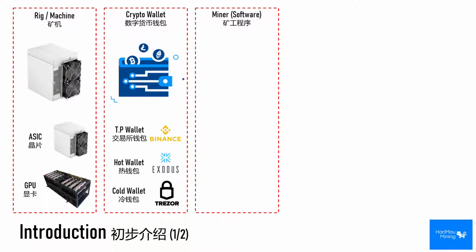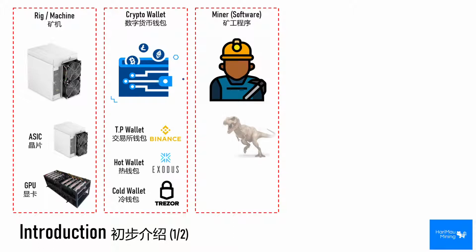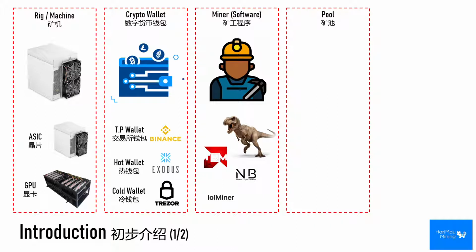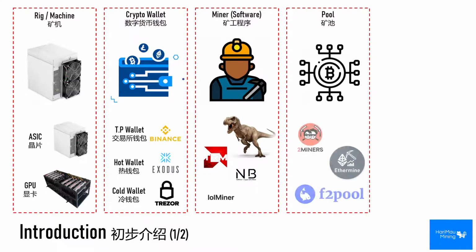The third component will be the mining software, or what we call the miner. This is the software used in the operating system to run the mining process. The ones that we are very familiar with are T-Rex, Team Red Miner, NBMiner, and Lolminer. There are also other very famous miners which I don't include here. The fourth one will be the pool, the mining pool. The famous mining pools that we have here are 2Miners, Ethermine, F2Pool, and others.